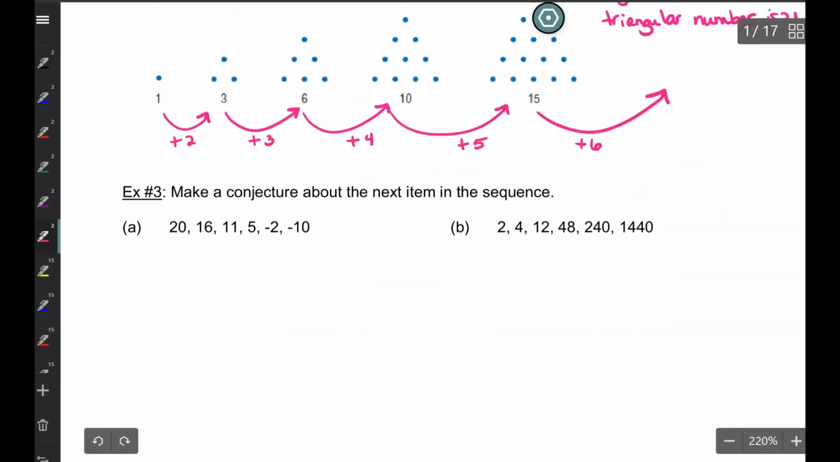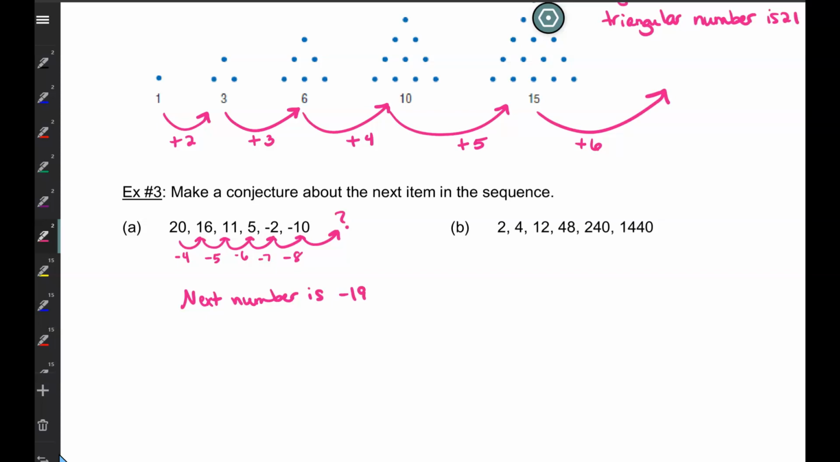All right, let's take a look at example 3. So we're looking at the set of numbers, and we want to make a conjecture about the next item in the sequence. So we're looking at what is happening here. They're decreasing. And if we notice what's happening, subtracting 4, subtracting 5, subtracting 6, subtracting 7, subtracting 8. Therefore, what's the next number? Our conjecture is the next number is negative 19.